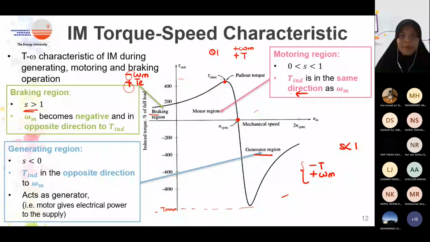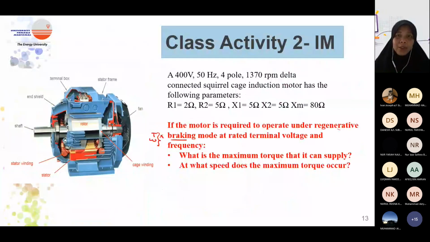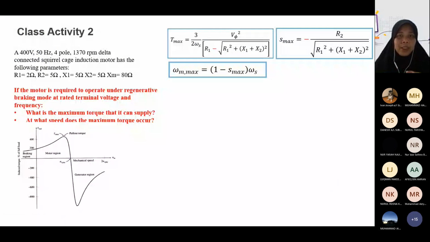So how to do this? Which formula you want to apply. So all this formula memang dah ada in your notes, but you must choose and learn how to use the formula. Kadang-kadang bagi formula tapi tak tahu guna pun tak guna ya. So based on this regenerative braking mode, so you want to calculate at this region. So you want to calculate the speed, the maximum torque here, T max, but this time is negative, and you want to calculate the speed here, omega. Boleh?